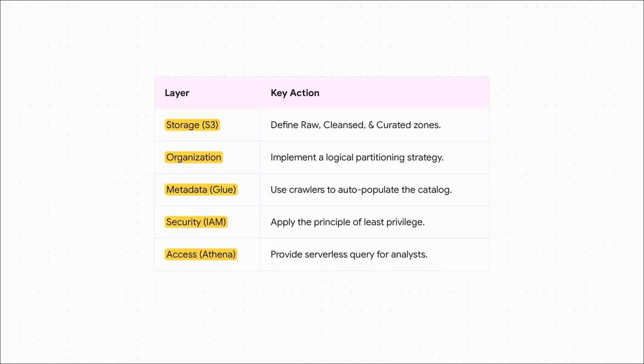For security, and listen, this one is huge, always apply the principle of least privilege. That just means you only give people the exact permissions they need and nothing more. It's your single best defense. And finally, for access, you empower your analysts with powerful serverless tools like Athena. That's it. That's your blueprint.